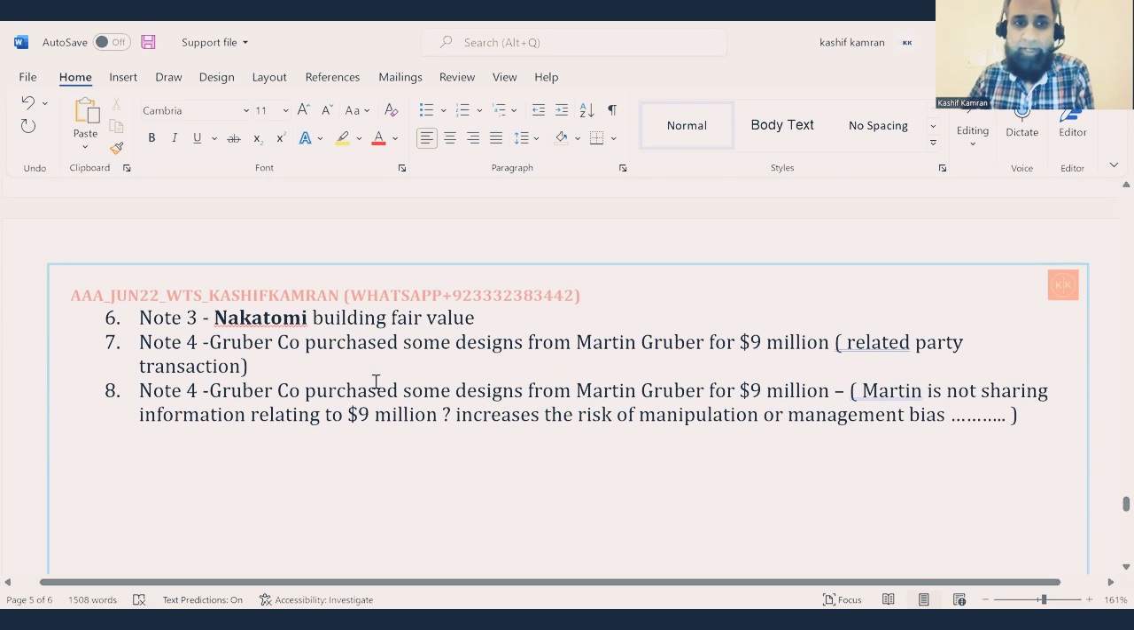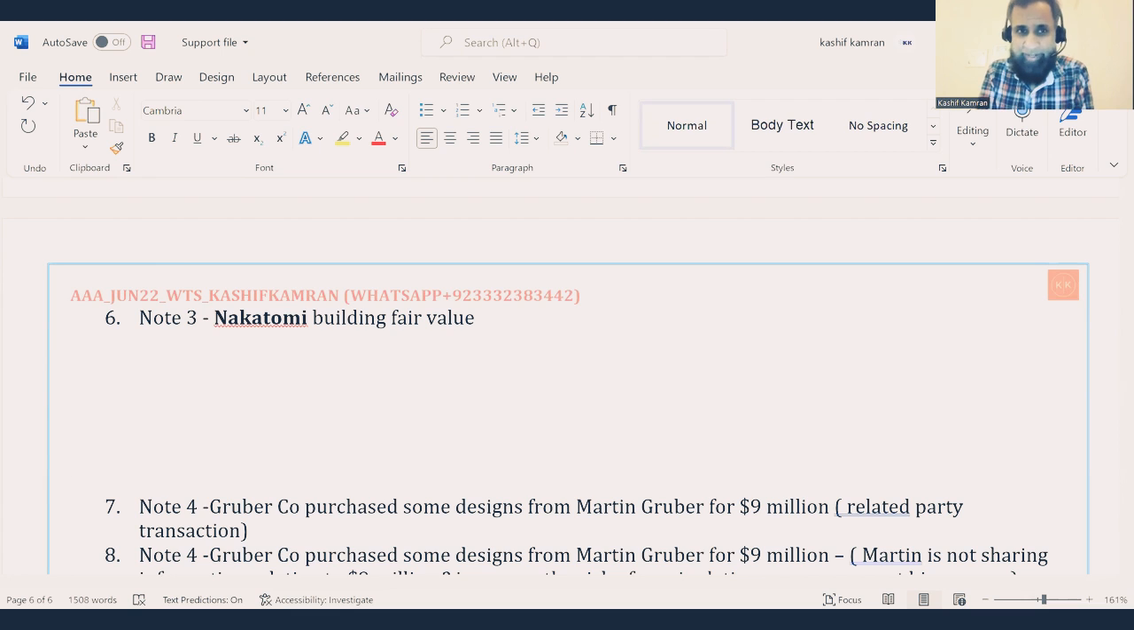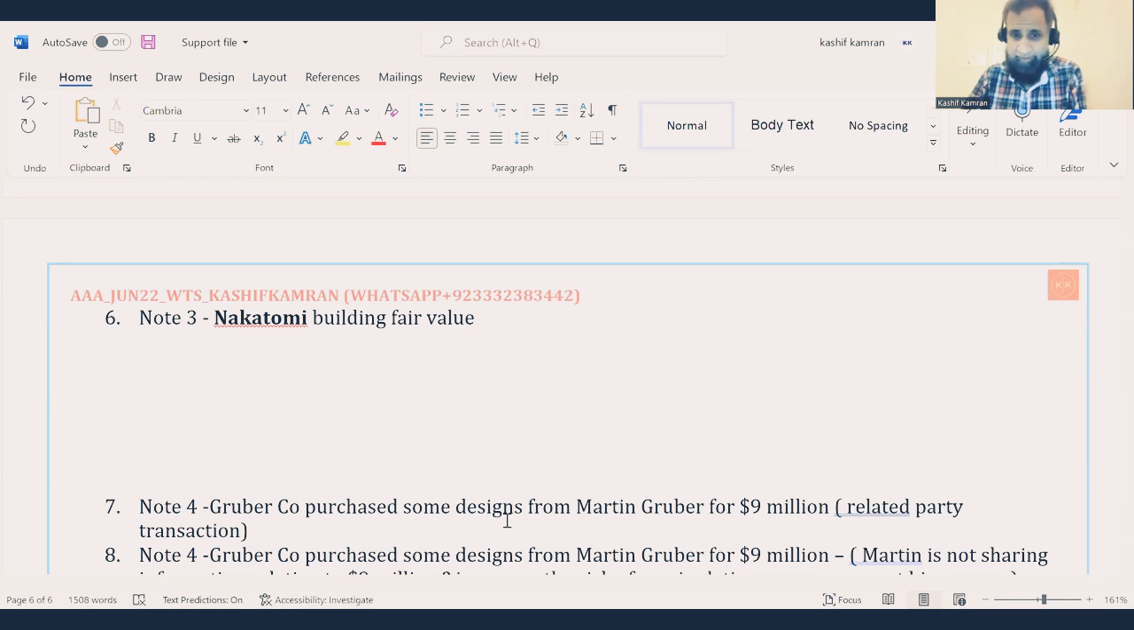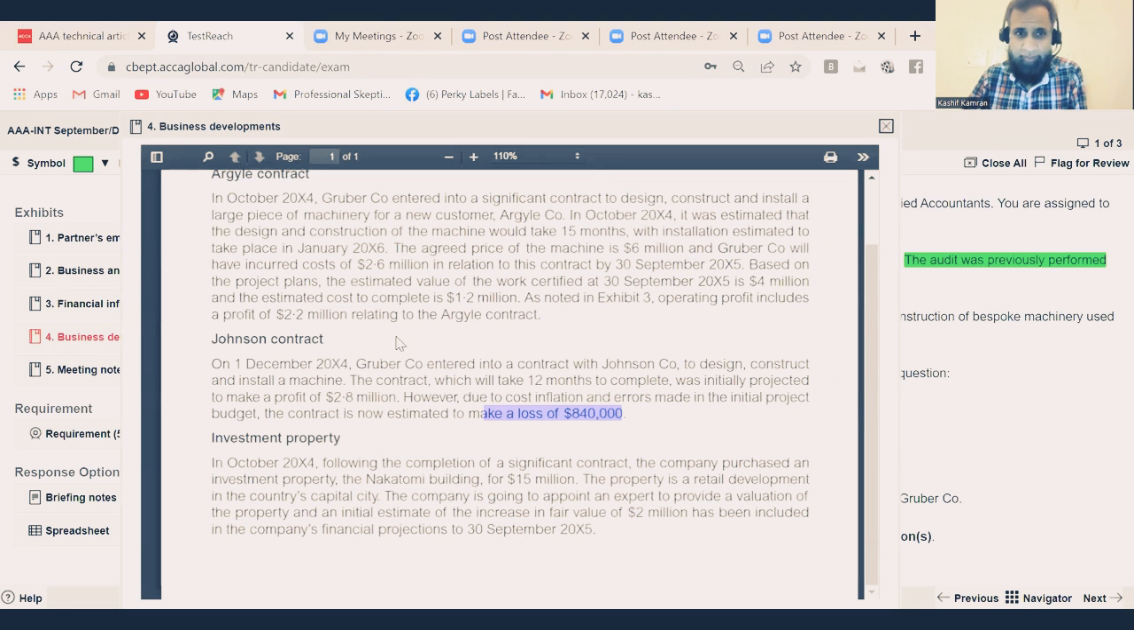Okay, the Nakatomi building. What about this? Do we have materiality in the Nakatomi building? Do we have a value in the Nakatomi building? Yes. Go to exhibit number 4. We have materiality for the Nakatomi building.